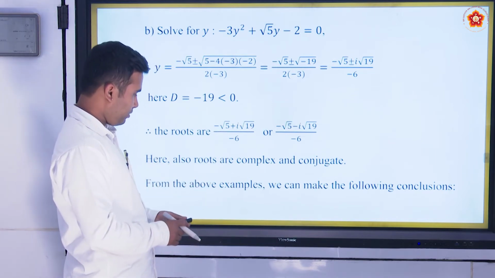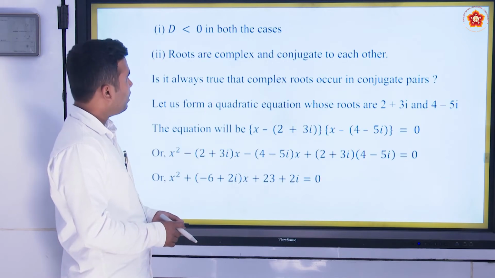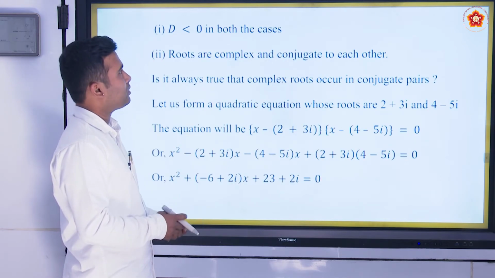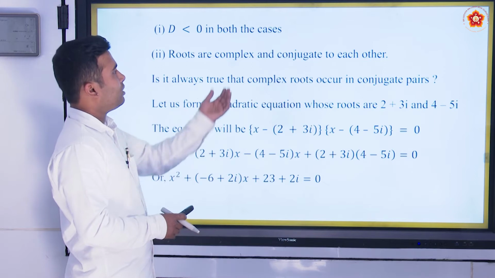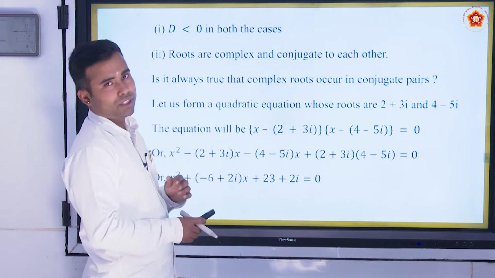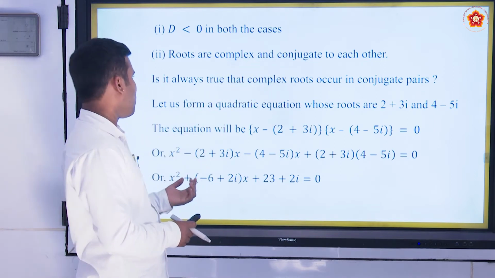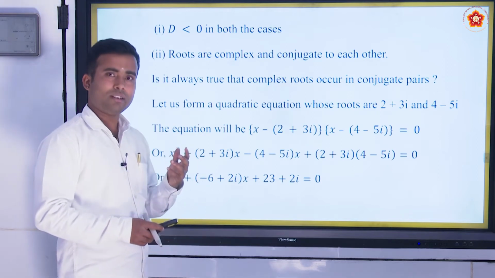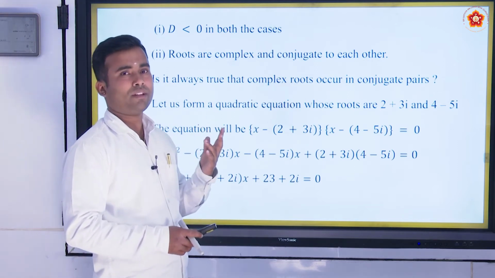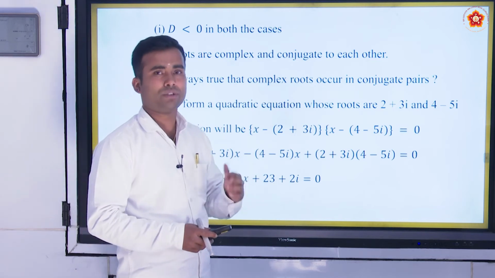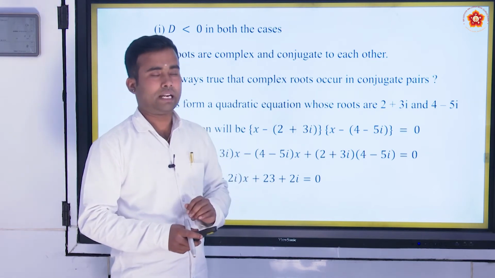From this we can conclude that if D is less than 0, in both cases the roots are complex as well as conjugates of each other. And is it true always, that if the roots are complex, they are conjugates of each other? So, let us see that.